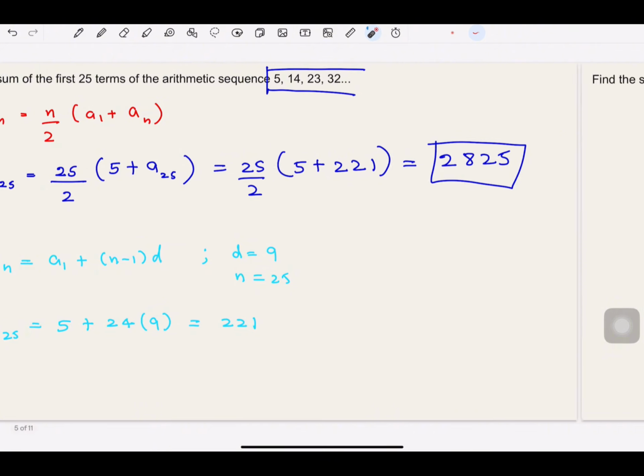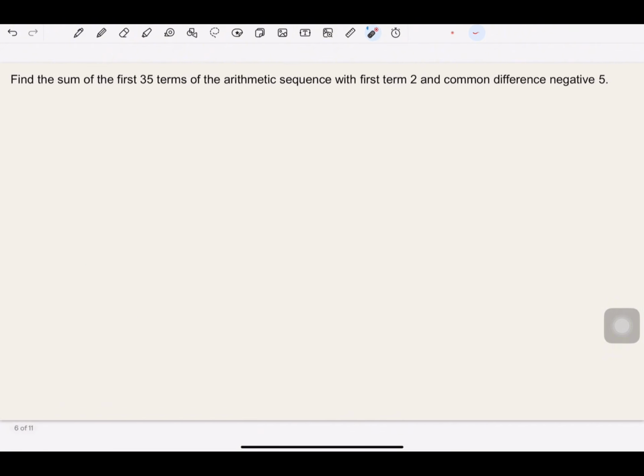Okay, so now let's move to another example. Here you have to find the sum of the first 35 terms of this arithmetic sequence. The first term is 2. Here the sequence is not given. Instead, the first term and the common difference are given. The first term is 2 and the common difference is negative 5. So we are looking at the sum of the first 35 terms.